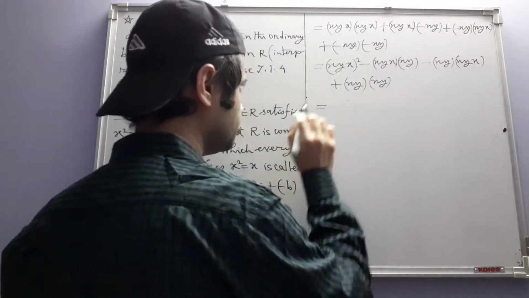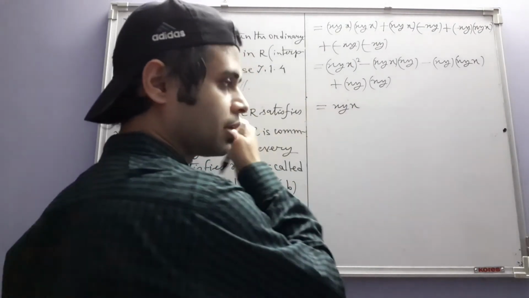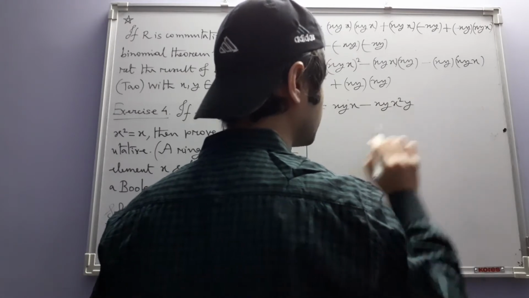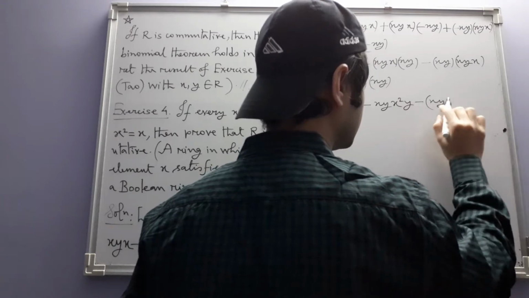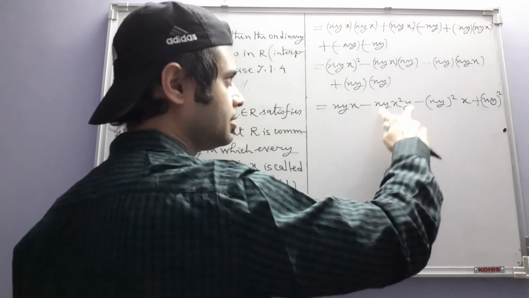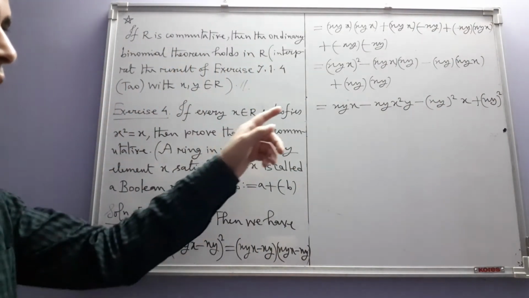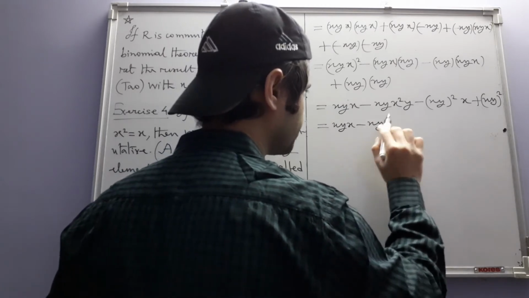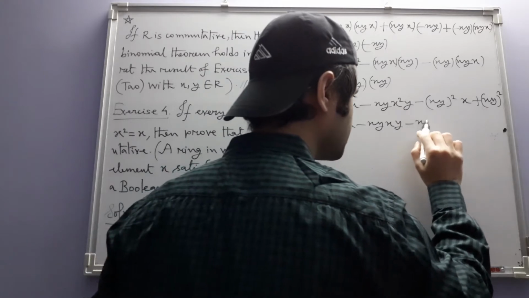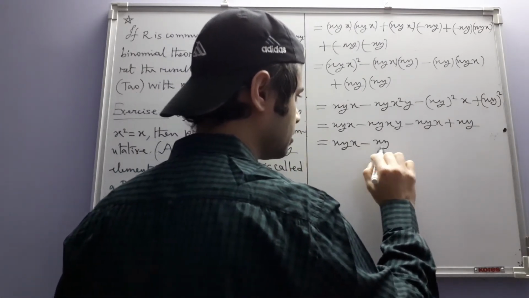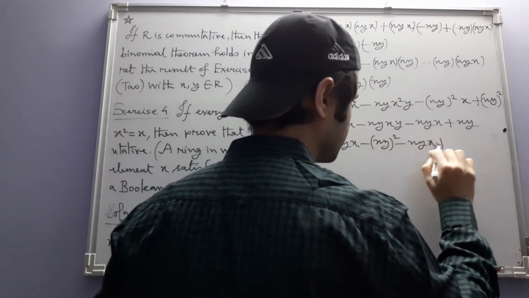Okay, so now what do we get? Using the hypothesis that we have, (xyx) whole square becomes xyx. Now looking at the second term carefully, it becomes xy x squared y. Like that, the third term becomes (xy) whole square x, and the fourth one of course is (xy) whole square. In writing the second and third terms like this, we have used the fact that multiplication is associative in the ring. So this becomes xyx minus, now x squared becomes x, like that, (xy) whole square becomes xy. So xyx minus xyx minus xyx plus xy.